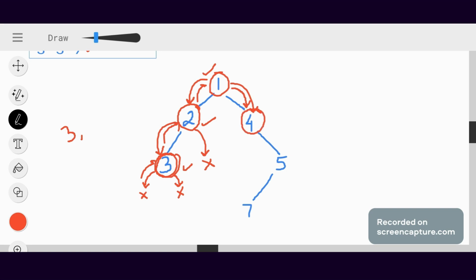Here the parent node will become 4. Now it will see, do we have a left child node? No, we don't have a left child node. Now let's see, do we have a right child node or not? Do we have a right child node? Yes, we do have a right child node.